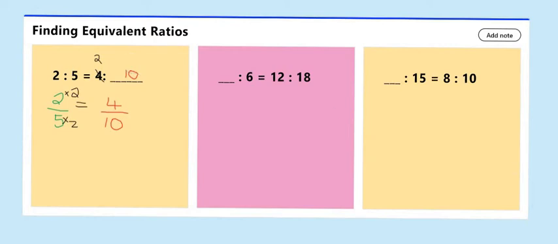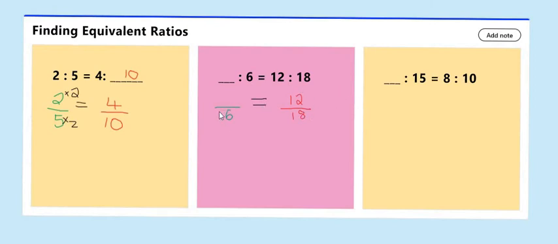All right. Let's do the second example here. We're going to write both as fractions. The ratio of something to 6 is equivalent to the ratio 12 to 18. So let me write my fraction bar here. We write both of them as fractions.